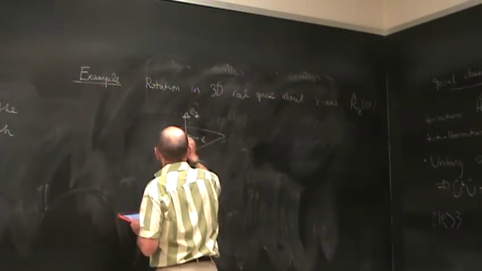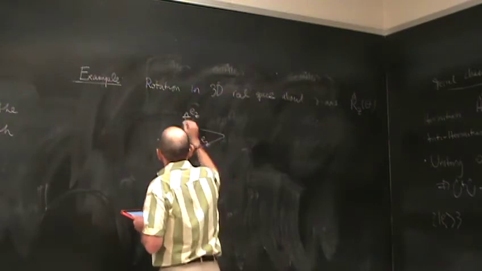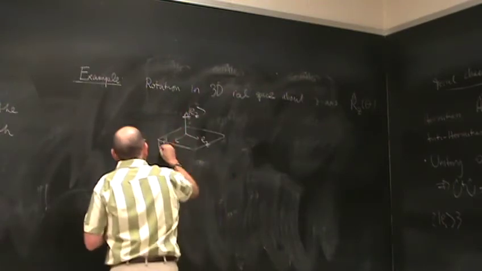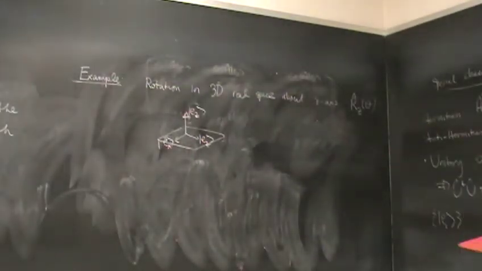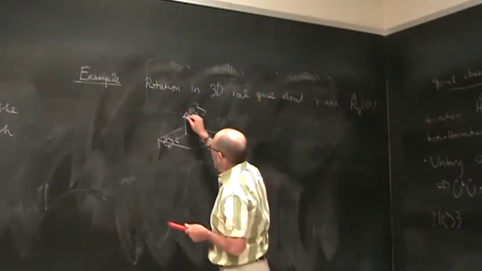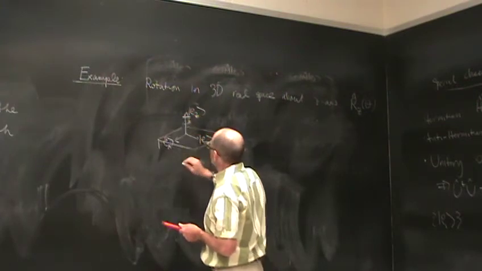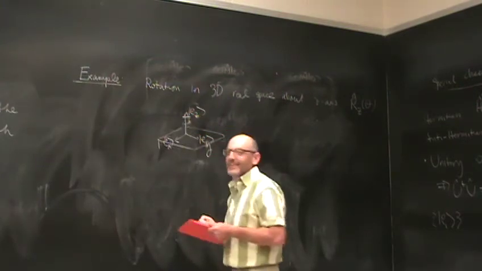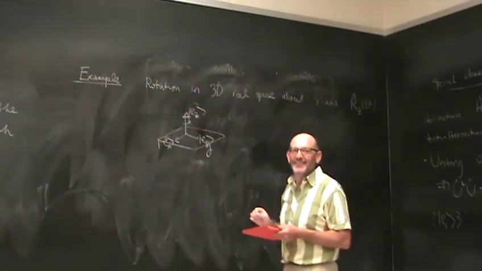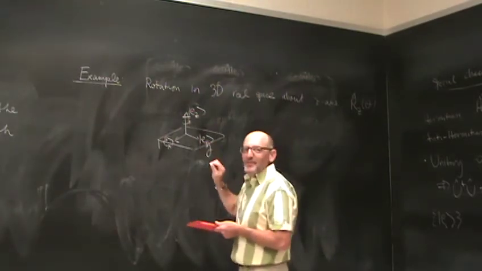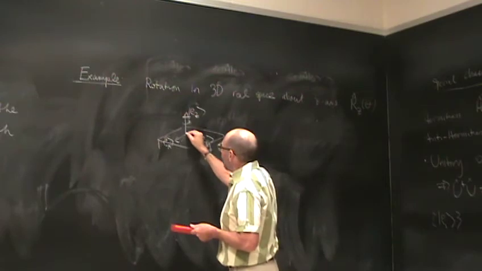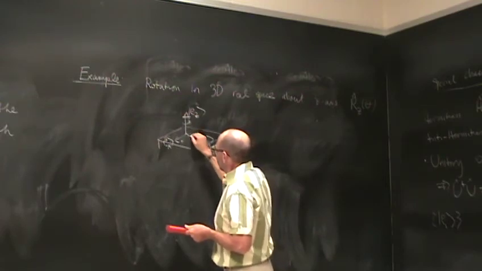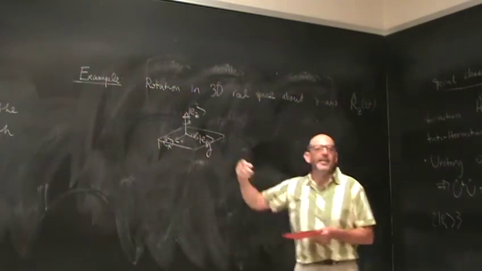I shouldn't put hats on these guys. I can call them hats, what the heck. And I'm rotating about the z-axis. Z twice. There's a y there. Someone's paying attention. And I rotate this by some angle theta, okay?